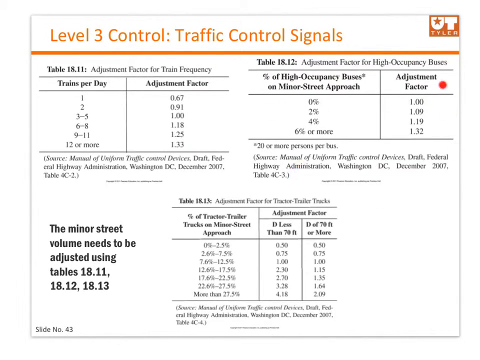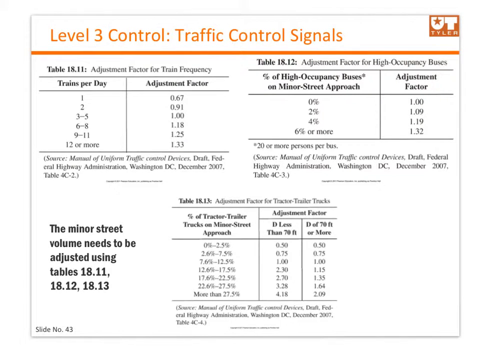Also 18.12 has to do with high occupancy buses. The previous two figures are built on having 0% of high occupancy vehicles or buses. So if I have buses with high occupancy, let's say 4%, the correction factor is that the minor street volume needs to be multiplied by 1.19.